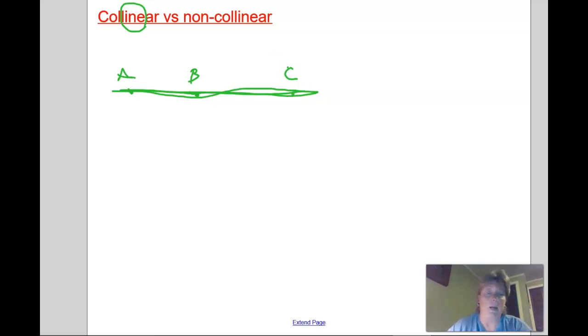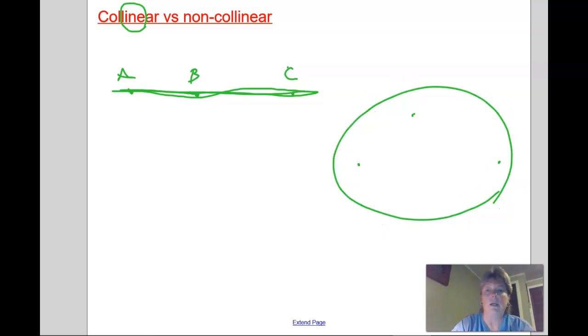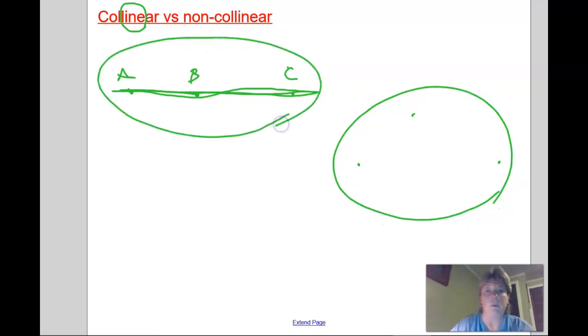Then I hope it's obvious that non-collinear means that the points are not all on the same line. So something like this. I cannot draw a straight line. Again, when I say line, I mean straight. I can't draw a line that goes through all three of those points at the same time. So these 3 points would be non-collinear, and these 3 would be collinear.